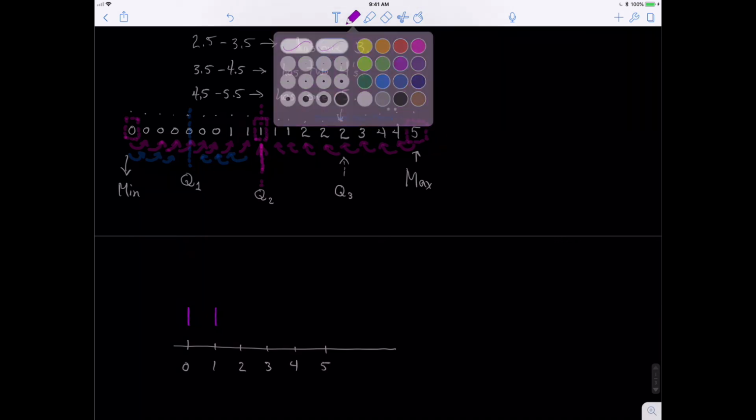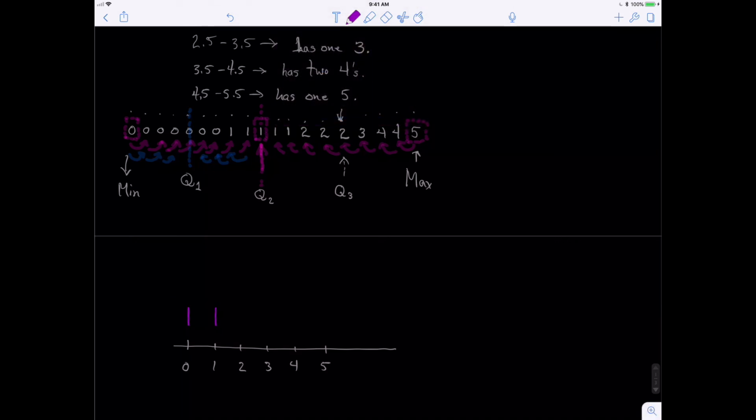Okay. And then let's continue. We have Q2. Q3 is at the 2. And it looks like the maximum is all the way out at 5. And so in this case, our box is actually just this far left. And the Q1 and the minimum are actually the same. And then we have this long whisker off to the right. And that is how we can make a box plot from a histogram.